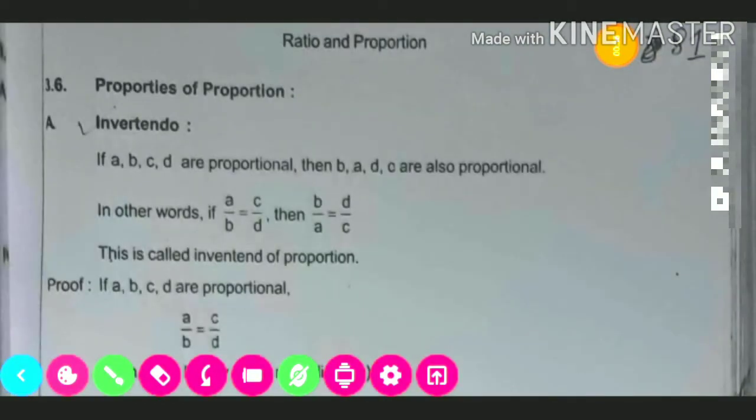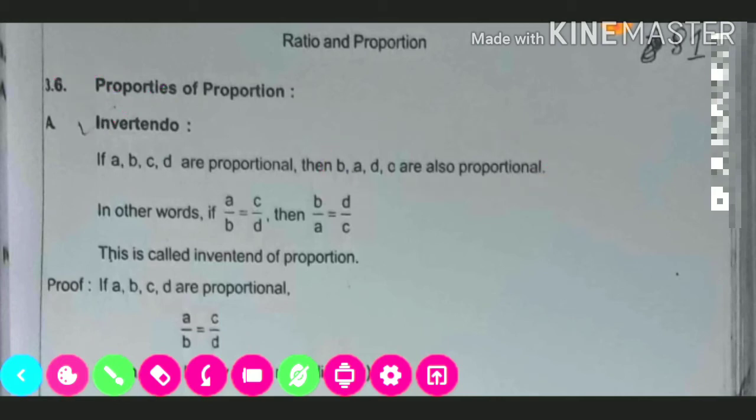Now see the properties of proportion. This is very important. This is all our formula. First one is invertendo. If A, B, C, D are proportional, then B, A, D, C are also proportional.